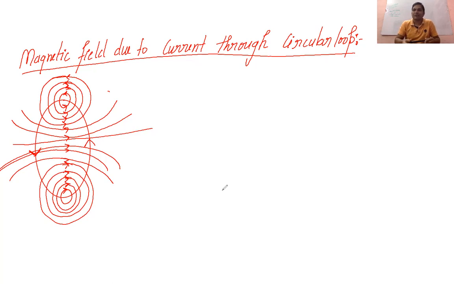Very interesting fact about the magnet. If you are breaking the magnet, suppose this is a magnet, it has a north pole and a south pole. If you want to separate the north pole, you can't separate out the north or south pole. You can't have a magnetic monopole.